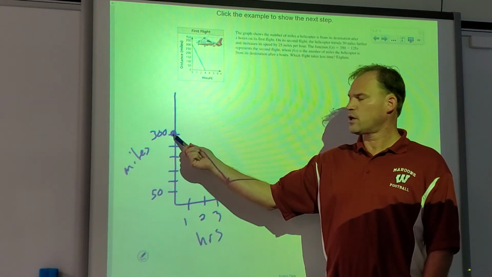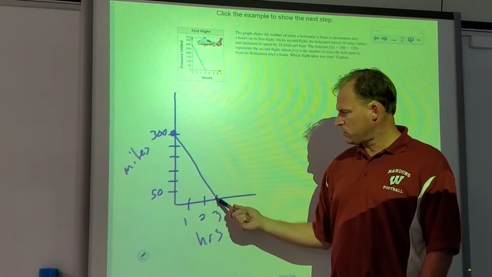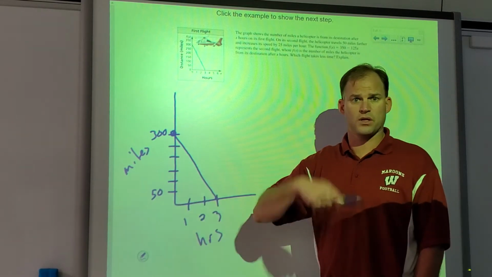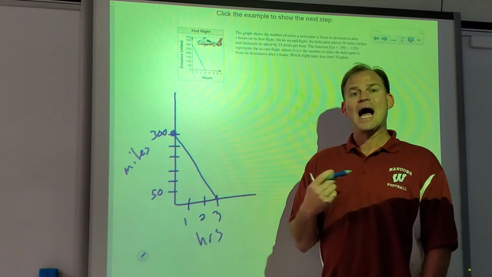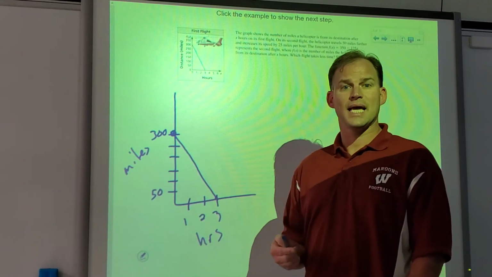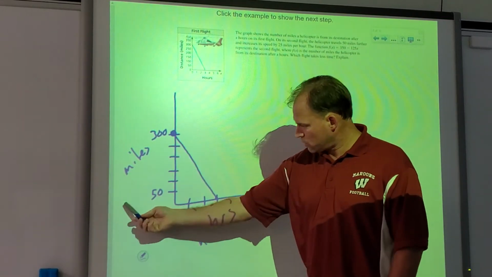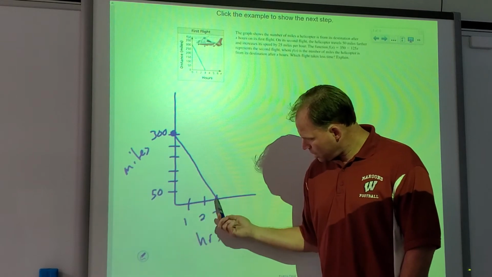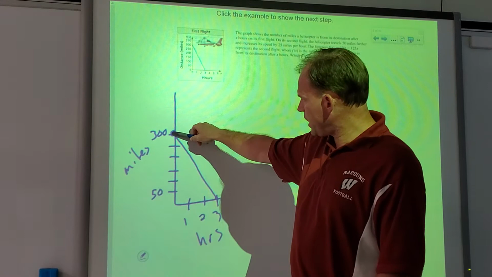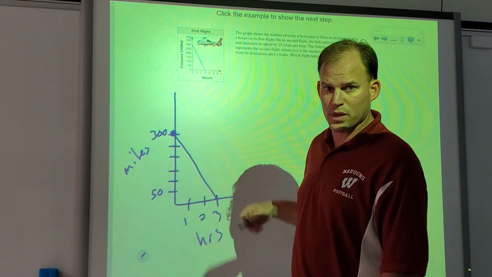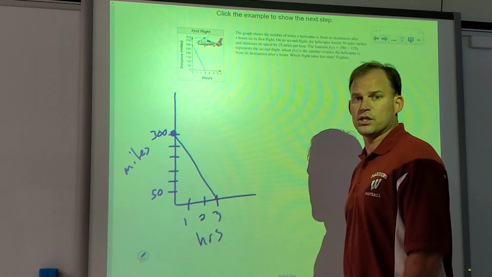They started 300 miles away and they traveled, and now they're 0 miles away. So they've traveled 300 miles. Okay, that's what this graph is telling me. How long did the flight take? Well, when they're 0 miles away, 3 hours. So I can look at this graph and say they did 300 miles in 3 hours. So I have some information here.